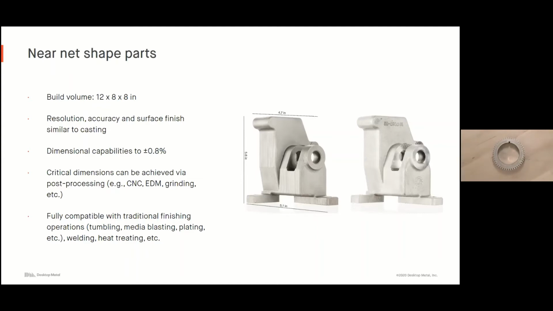As well, these parts are fully compatible with traditional finishing operations like tumbling, media blasting, plating, welding, heat treatment. So, whatever finish, whatever properties you need, you can get that with the system. It just may require a little bit of post-processing. Important to know, these parts are fully functional coming out of the furnace. Many of our users simply use the parts that way, that the tolerances are more than fine, the finishes are more than fine coming out of the furnace, so the parts are fully usable coming out of the furnace.